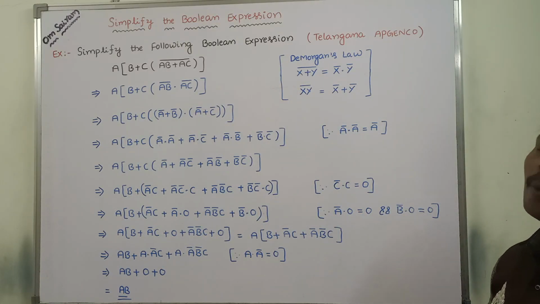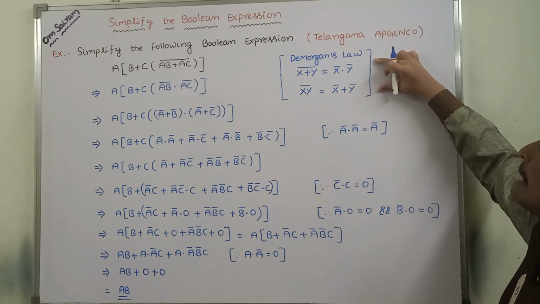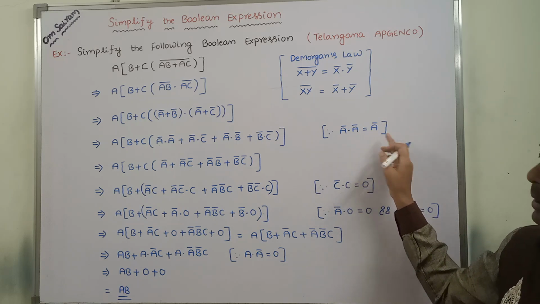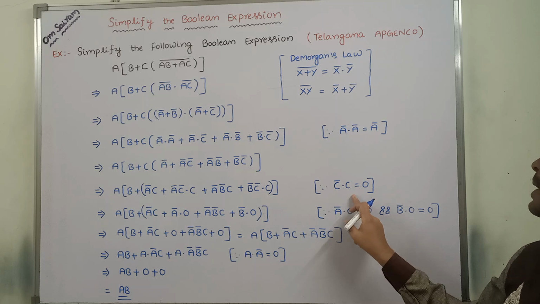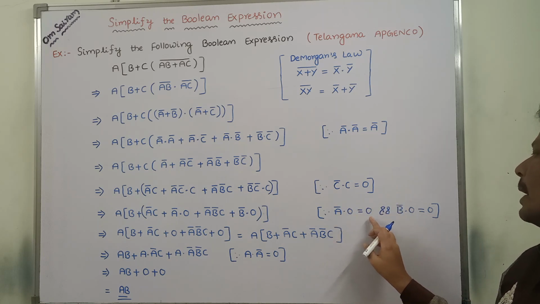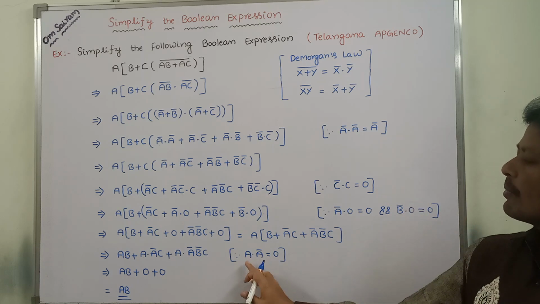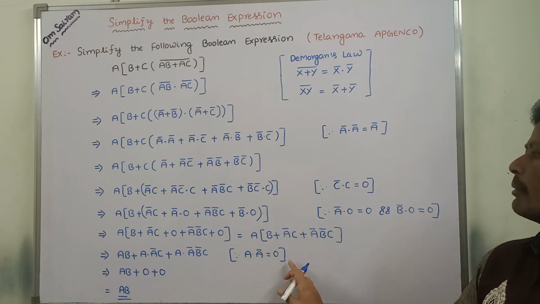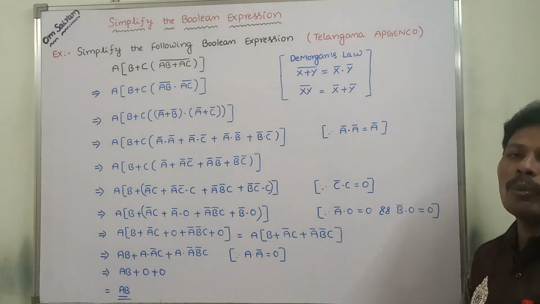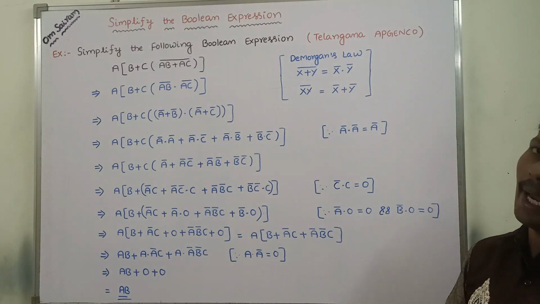So in this way, we have to solve the following Boolean expression using Boolean algebra laws. Here mainly we are using two De Morgan's laws, and another one A bar into A bar is equal to A bar. Next one C bar into C equal to 0. Next one A bar into 0 equal to 0. B bar into 0 equal to 0. Next one A into A bar equal to 0. So these are the Boolean algebra laws we have to use for simplifying the given Boolean expression.